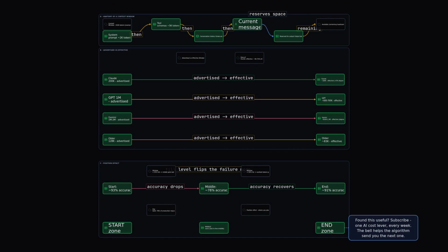3 things to remember. 1. The context window is the total budget per request, including the model's output. 2. The advertised number isn't the working number. Effective capacity is roughly 60 to 70%. 3. Even within the working zone, position matters. Start and end win. The middle is where things go to die, and in long sessions, the earliest tokens drift out first.